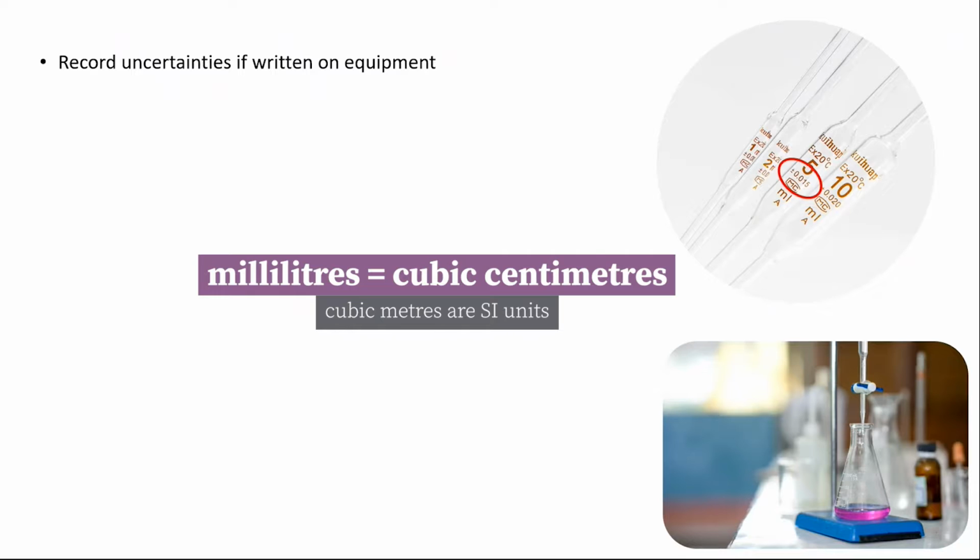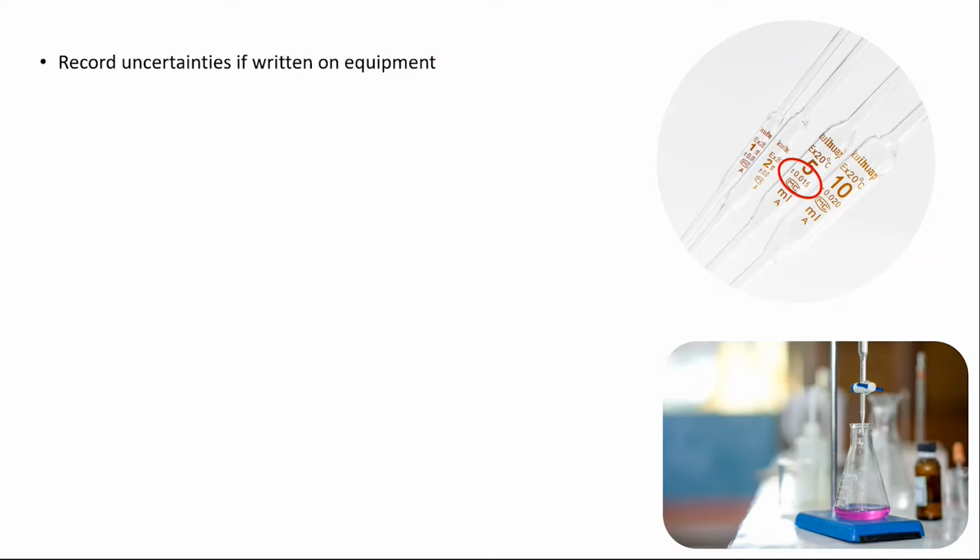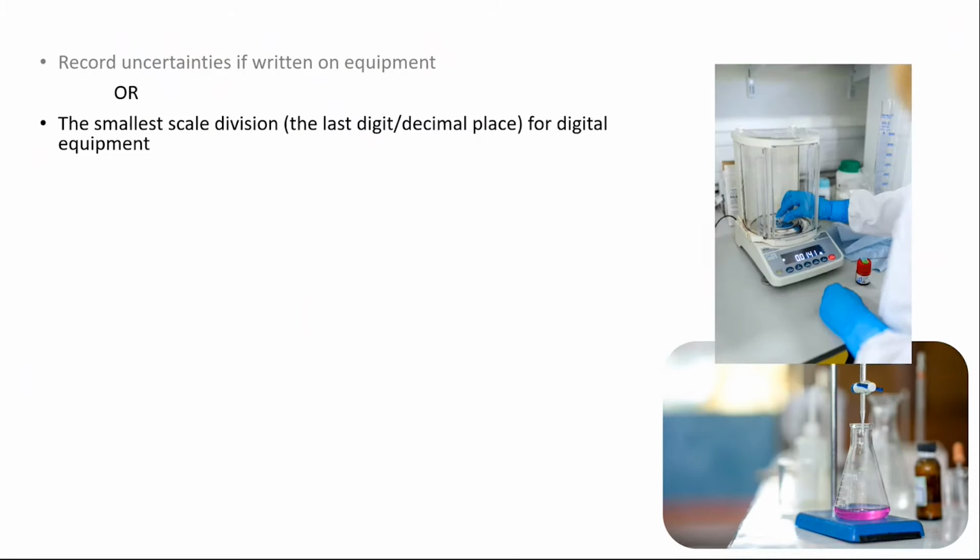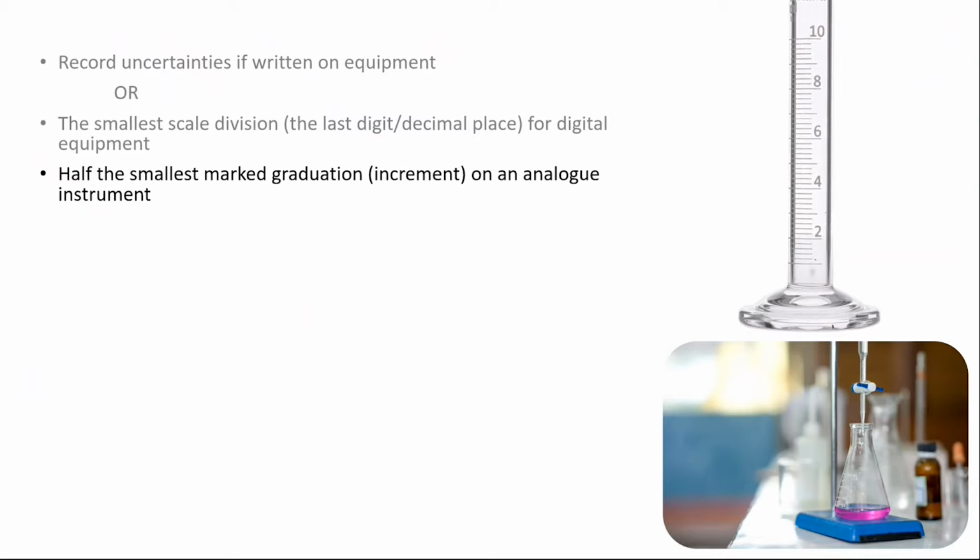If an instrument doesn't have a reported uncertainty and it happens to be a digital instrument like the electronic or analytic balance as in the image, then look at the smallest decimal place. One increment is your uncertainty. So for this one here that goes to 4 decimal places, we would say our uncertainty is plus or minus 0.0001 grams.